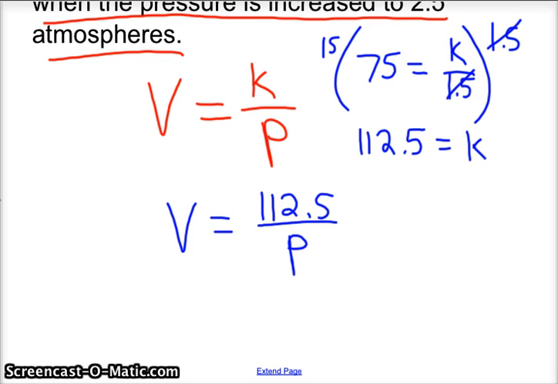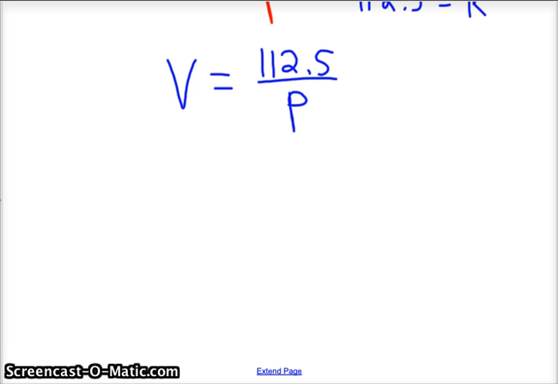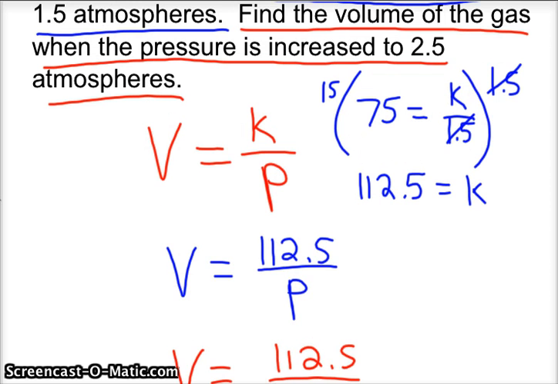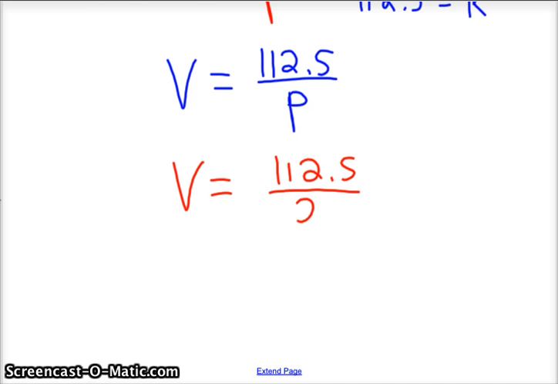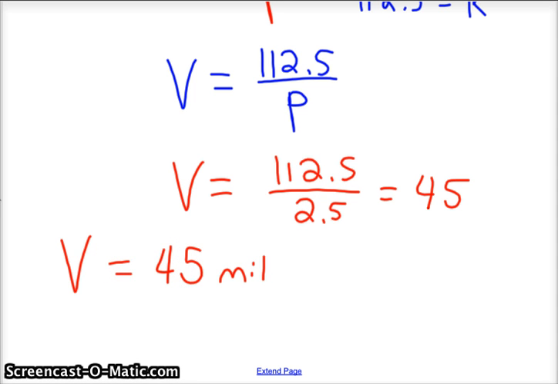So 2.5 is your pressure. We do not know our volume. So the equation ends up being 112.5 divided by 2.5. And 112.5 divided by 2.5 is 45. So our volume is 45 milliliters.